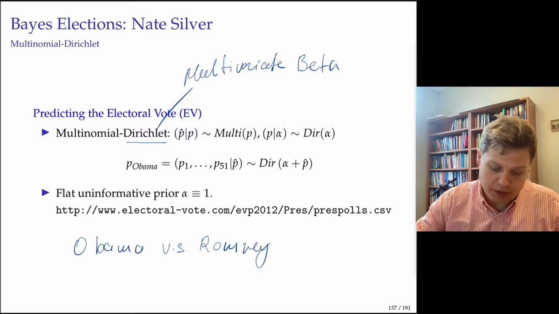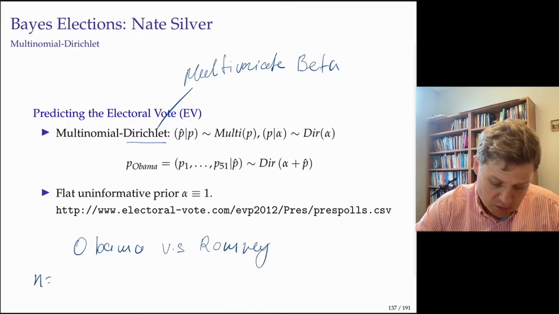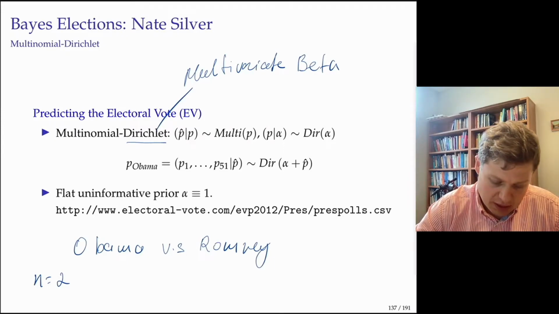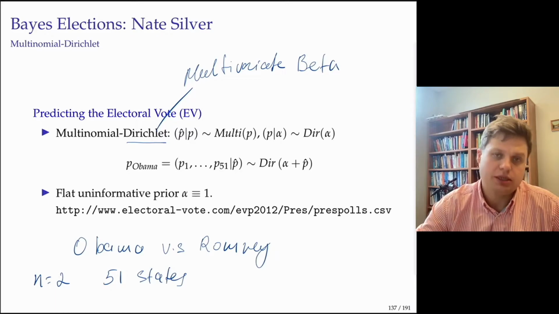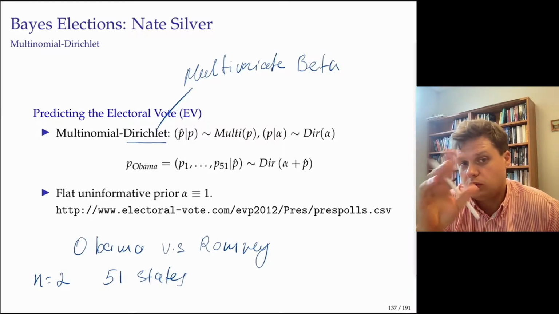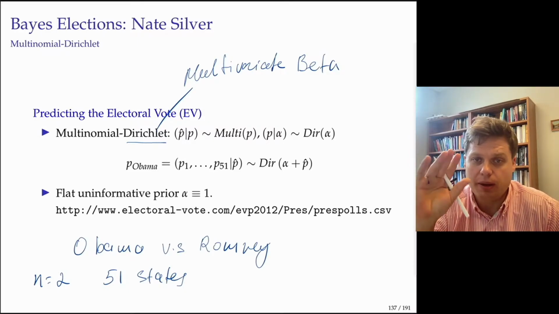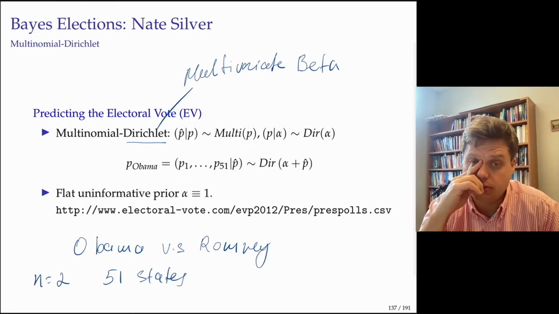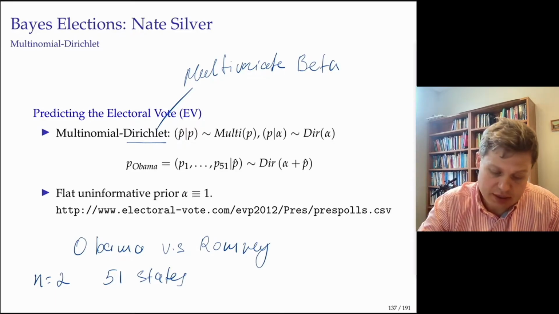So essentially we have n equals 2. So there are two possible outcomes in each of the states, and we have 51 states. Essentially, with the multinomial distribution, you can think of it as throwing a dice in each of the states, and the dice or coin has two sides, Obama side and Romney side, and you basically want to know the joint distribution across all of the states.